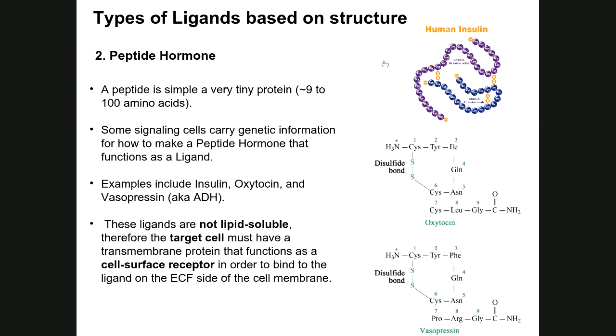Some ligands have a chemical structure that actually looks like a very, very tiny protein. In biochem, very tiny proteins are called peptides. So if your biochem professor starts mentioning peptides, tell yourself he's talking about very tiny proteins, formed by as few as 9 amino acids up to 100 amino acids covalently bonded, such as insulin. These are called peptide hormones. This is another type of ligand based on its chemical structure, because it's a really tiny protein called a peptide.